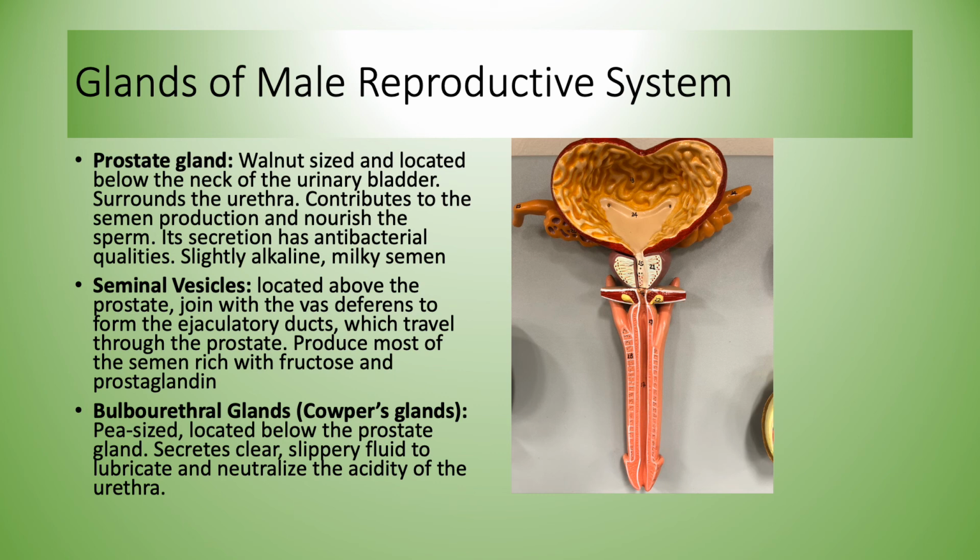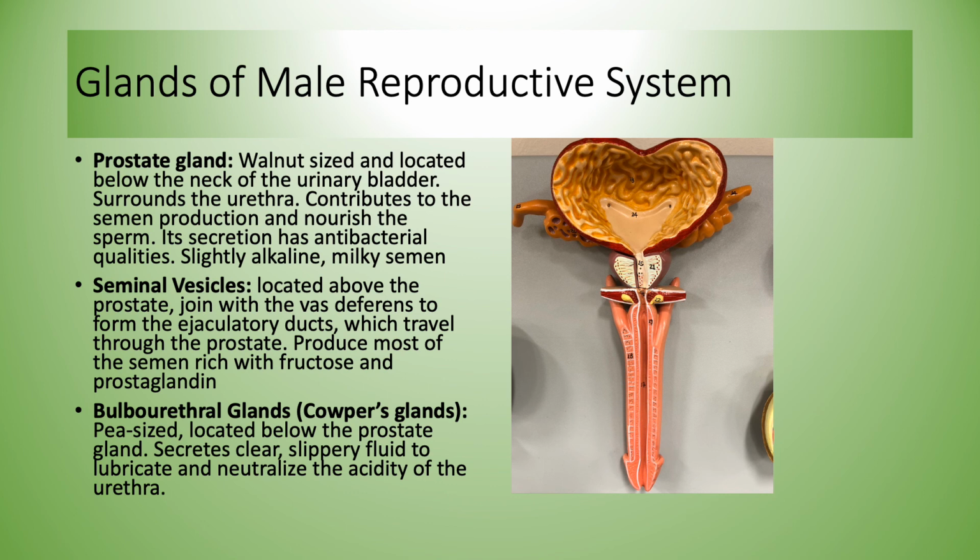The secretion of the prostate gland has antibacterial qualities, is slightly alkaline, has citric acid in it, and is milky or whitish in appearance. 30% of the semen contribution is done by prostate gland secretion. But most of it, almost 70%, close to 70%, is done by the seminal vesicles.